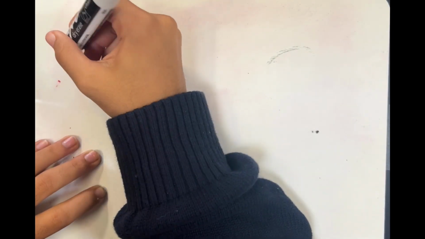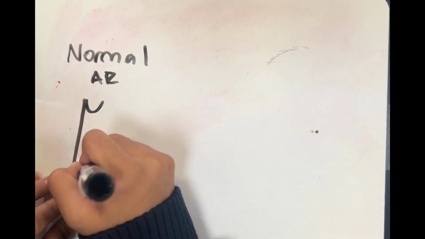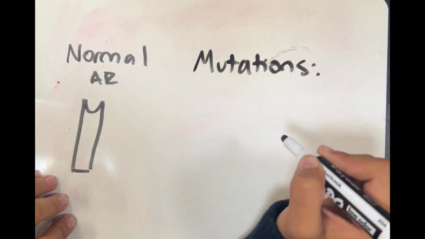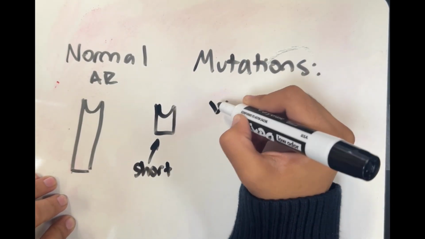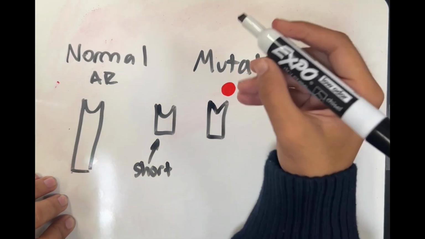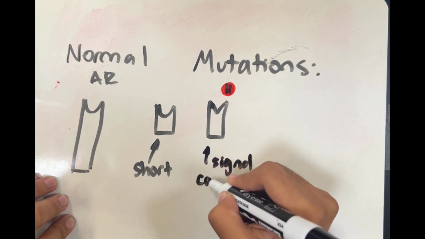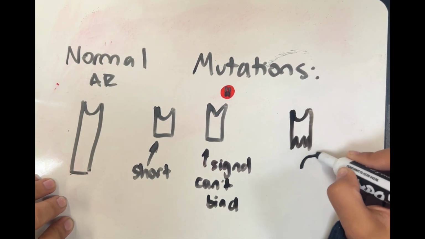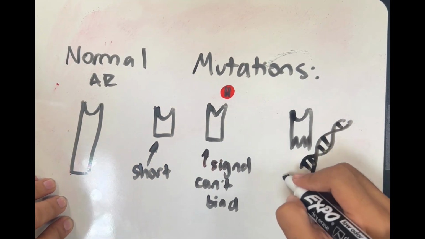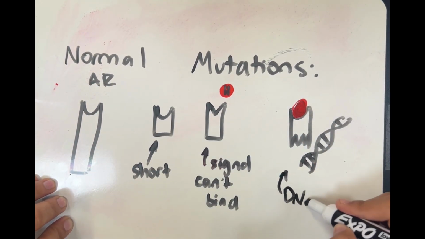However, there are some mutations in androgen receptors that make them unable to perform their normal functions. Certain mutations lead to abnormally short versions of the receptor protein or abnormal receptors that aren't able to bind to hormones or DNA. These mutations can have effects on the development of a fetus, such as feminization of a fetus with XY chromosomes.